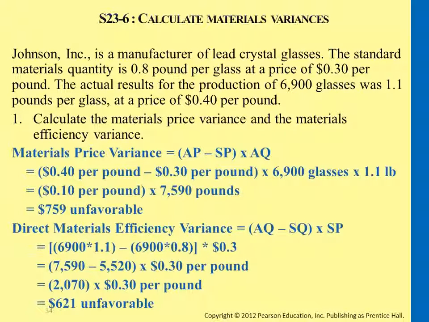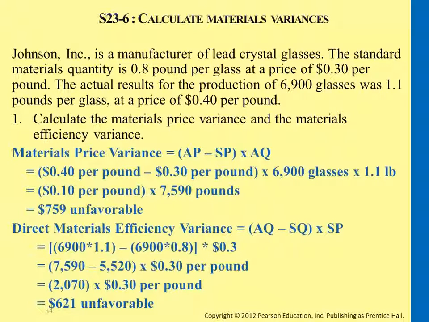This is material, right? Besides materials, we have direct labor and manufacturing overhead. If these two are exactly the same as what we budgeted, what's really different, what forms the flexible budget variance, is adding these two. So that would be 759 plus 621, $1,380, which would be the total flexible budget variance.